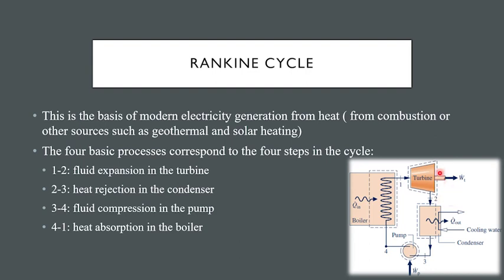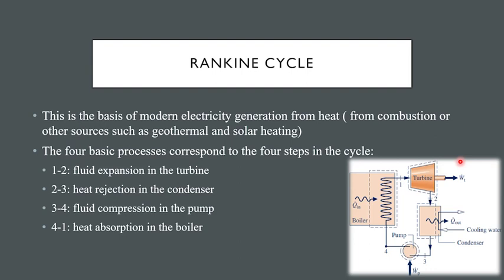The first is fluid expansion in the turbine. Second, heat rejection in the condenser, wherein the cooling water recirculated here absorbs some of the heat energy of the output of the turbine. Next, we have fluid compression in the pump. This is necessary to add pressure to the fluid in order for it to flow into the boiler. And the final step is heat absorption in the boiler. It is in the boiler wherein our heat input coming from either combustion or other sources gets transferred into our working fluid, enabling it to be evaporated.